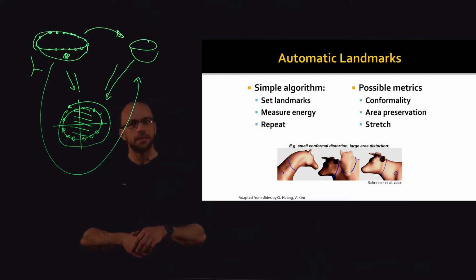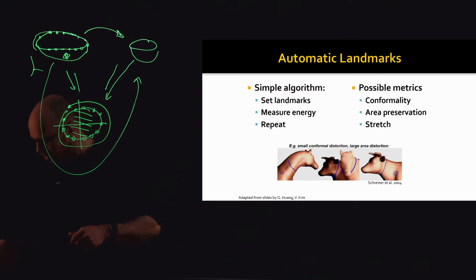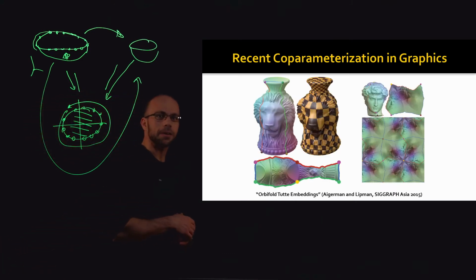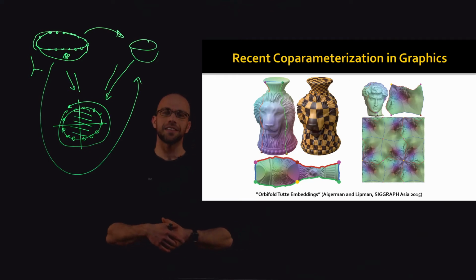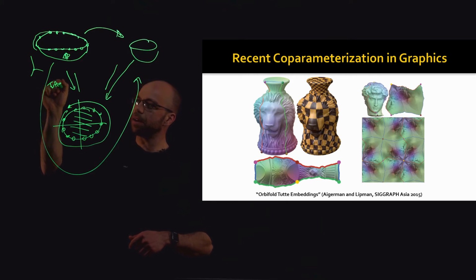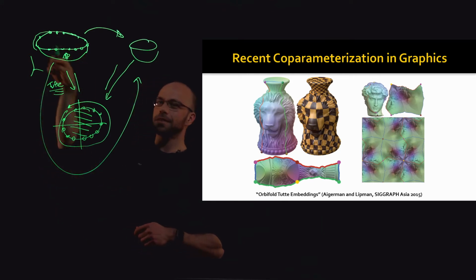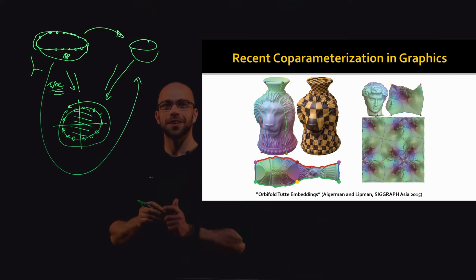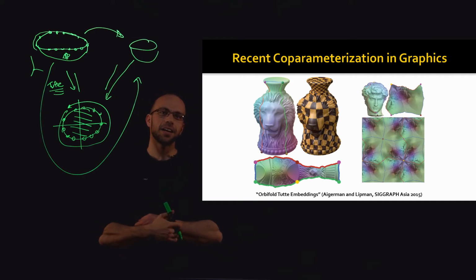In fact, many years later, this co-parameterization idea has actually had a bit of a rebirth due to some really interesting extensions of the Tutte embedding theorem. In fact, there's a series of three papers from Noam Aigerman and Yaron Lipman on orbifold Tutte embeddings. So remember, the Tutte embedding is mapping a disk topology region in 3D into the plane in a bijective fashion. What the orbifold Tutte embedding research showed is that you can come up with an extension of this theorem to map objects of different topology into the plane in a bijective fashion.